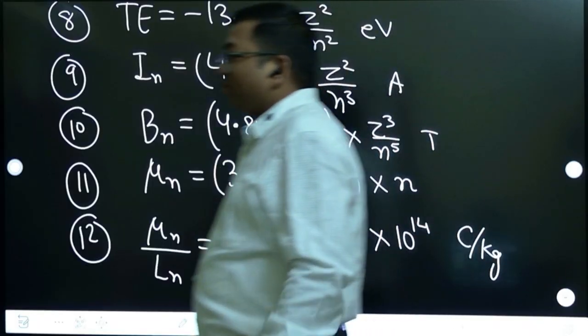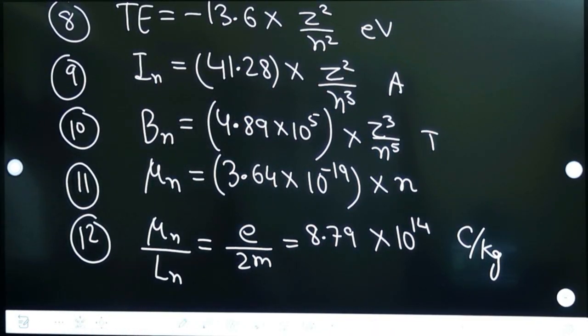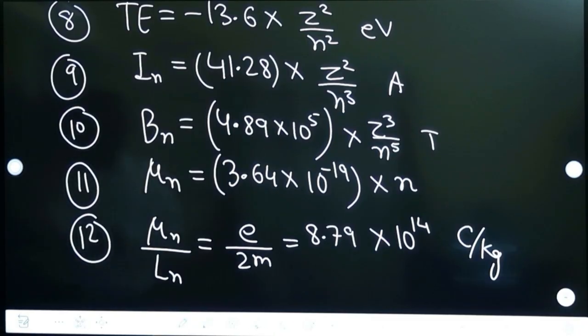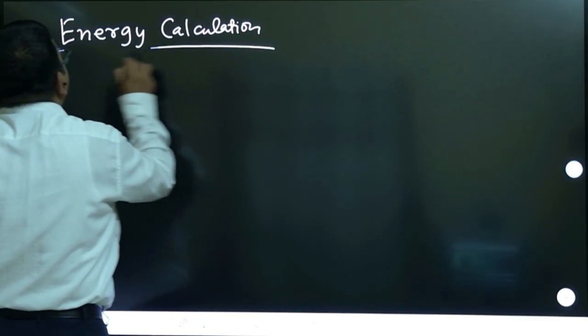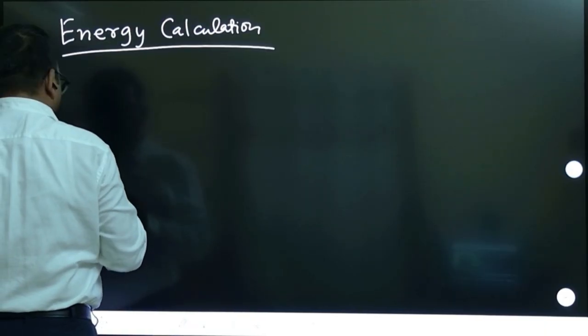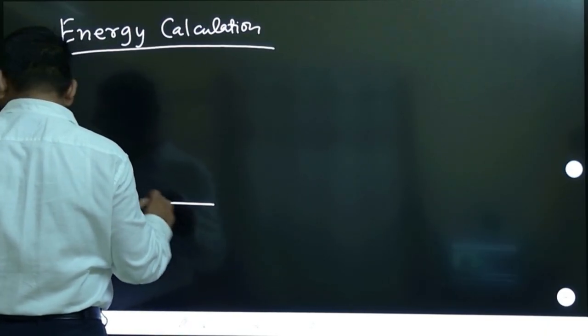Okay. So let us go to the next. Energy calculations. So already I have told that energy of the orbits you will write like this.